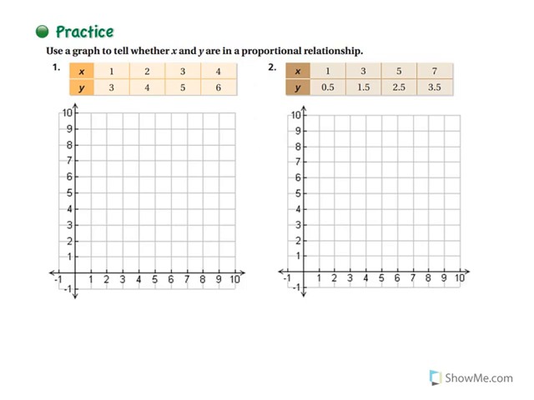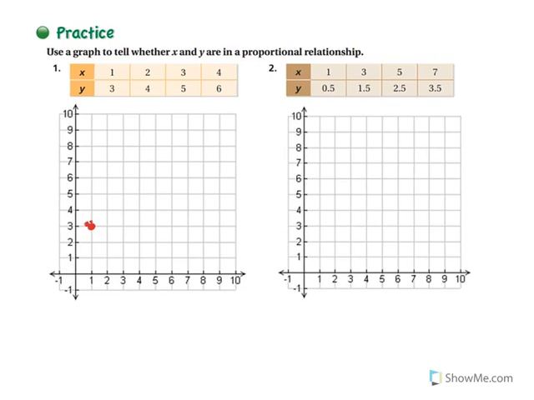Okay, so let's go ahead and take a look at these ourselves. And hopefully the whole graphing thing will make more sense as we go through this together. So I have x 1, y 3. So I'm going to go over 1, up 3, which puts a point right over here. And then I'm going to go over 2, up 4. So I'm going to plot a point right here. Then over 3, up 5. So I got a point right here. And then I have one that goes over 4 and up 6.